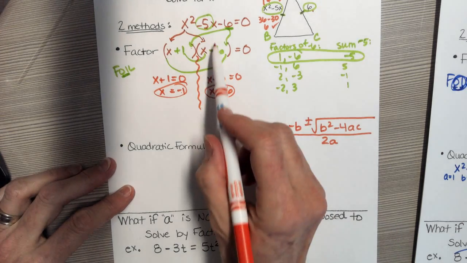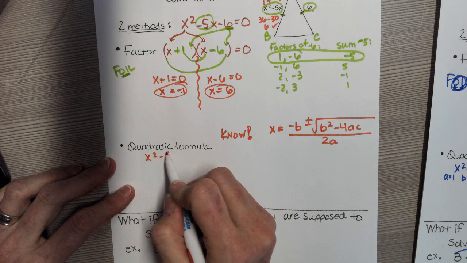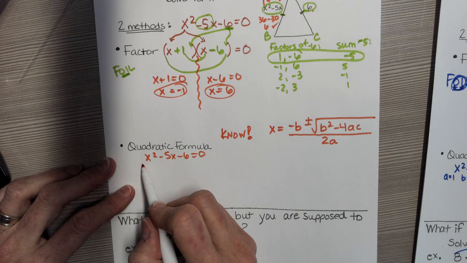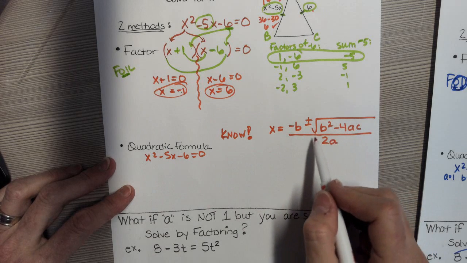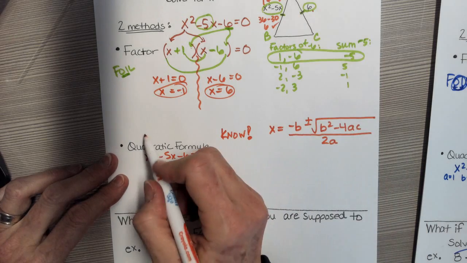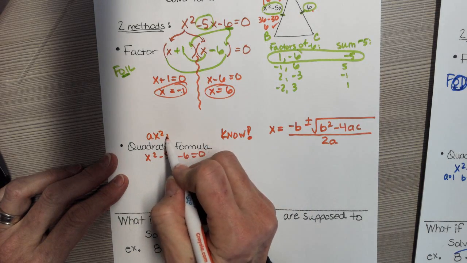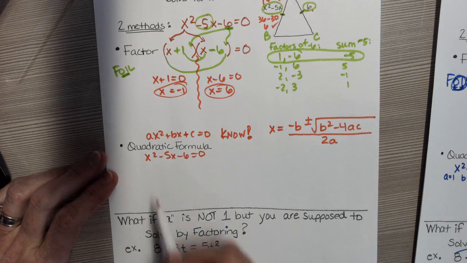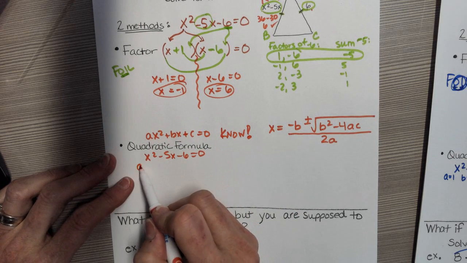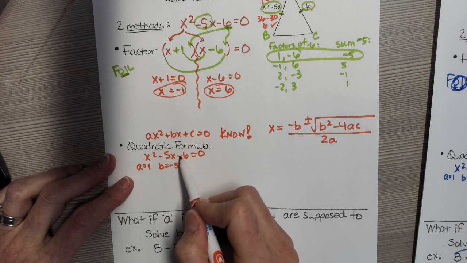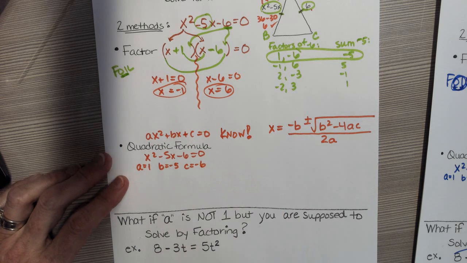So take my equation. I'm going to use the same equation I had up here. X squared minus 5x minus 6 equals 0. And what I need to do is find those letters, the a's, the b's, the c's. Well, remember we had up at the top, I'll rewrite it here, ax squared plus bx plus c equals 0. A is the leading coefficient, which is 1. B is negative 5. C is negative 6.